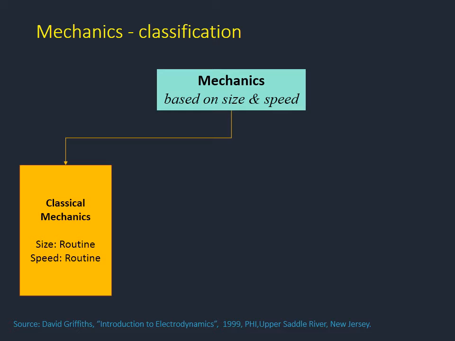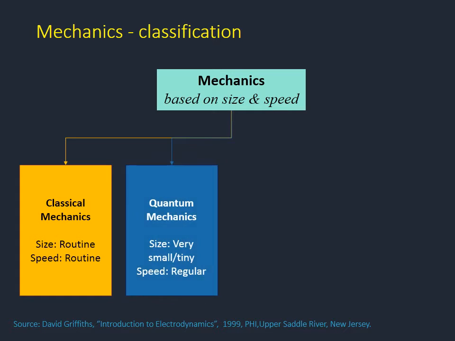Some of the real examples or systems that are studied in classical mechanics are bridges, dams, trains, planes, or planetary motion, etc. Quantum mechanics deals with objects that are at rest or moving at a speed same as that of objects in classical mechanics, but the size of the objects is very small, that is, not visible by naked eyes. For example, subatomic particles.